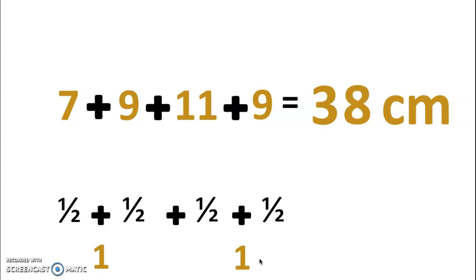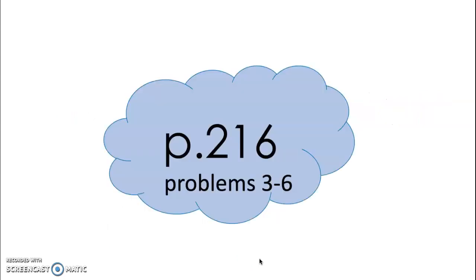Okay? Now, I want you to turn to page 216 in your math journal. You are going to need a ruler. However, on this page, they are asking you for both centimeters and inches. Okay, so try to do that page by yourself or with your parents. It's fine. I will say though, you do not need to do numbers 1 and 2. All I want you to do is numbers 3, 4, 5, and 6. Okay?